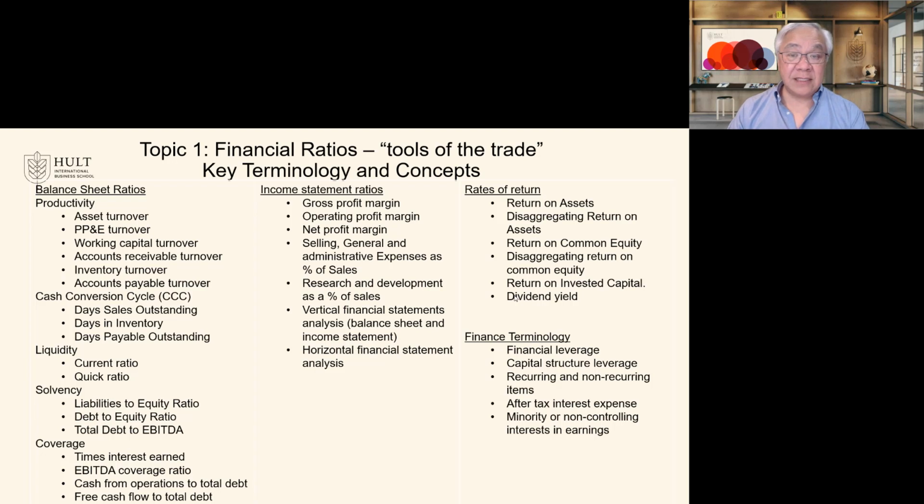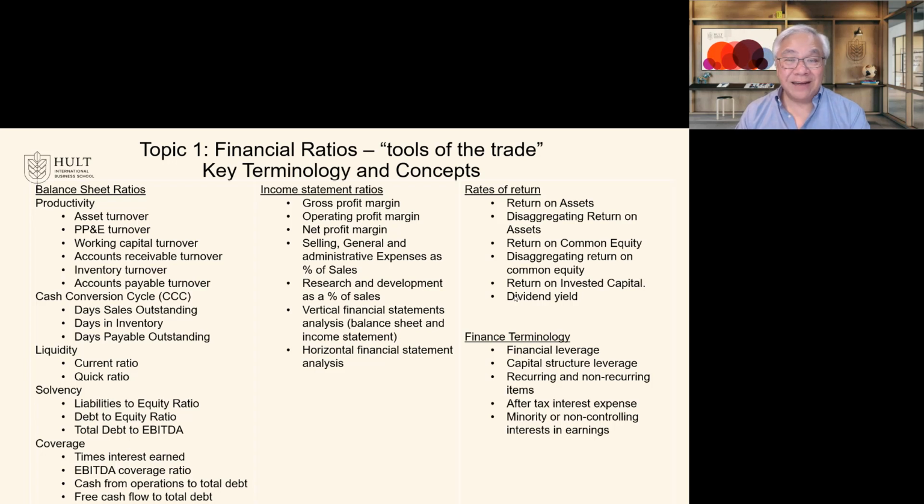Then we covered the techniques of vertical financial statement analysis on balance sheet and income statement items, and then horizontal, looking across time. In the next category of ratios of rates of return, we looked at return on assets and then how we disaggregate that into components. The next is return on common equity and the associated disaggregation. Then the return on invested capital and dividend yield.